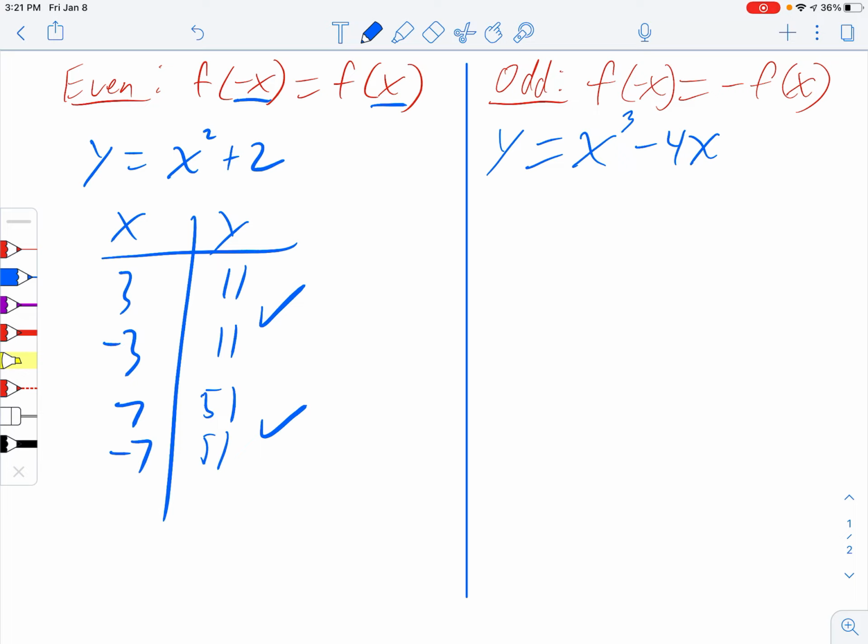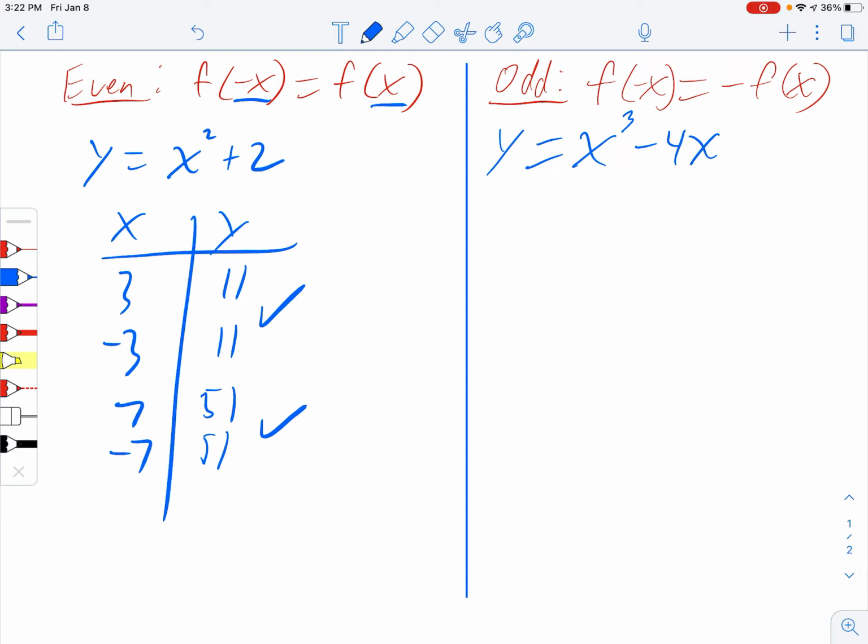And you can kind of see why that happens. If you plug in an x value that's either positive or negative, and then you square it, you get the same answer. And that sort of illustrates why that's even. Okay, now let's look at an odd function. An odd function says that when you plug in the opposite x, you get the opposite y. You get the opposite answer.